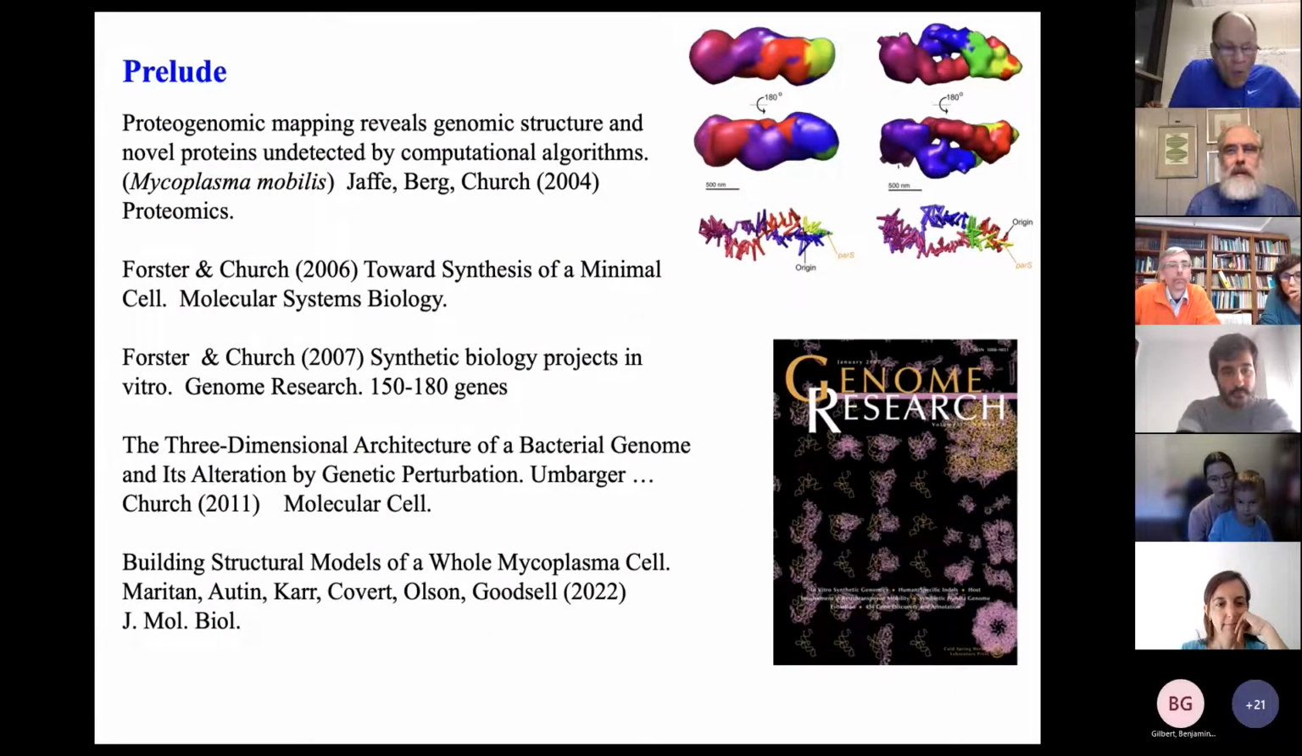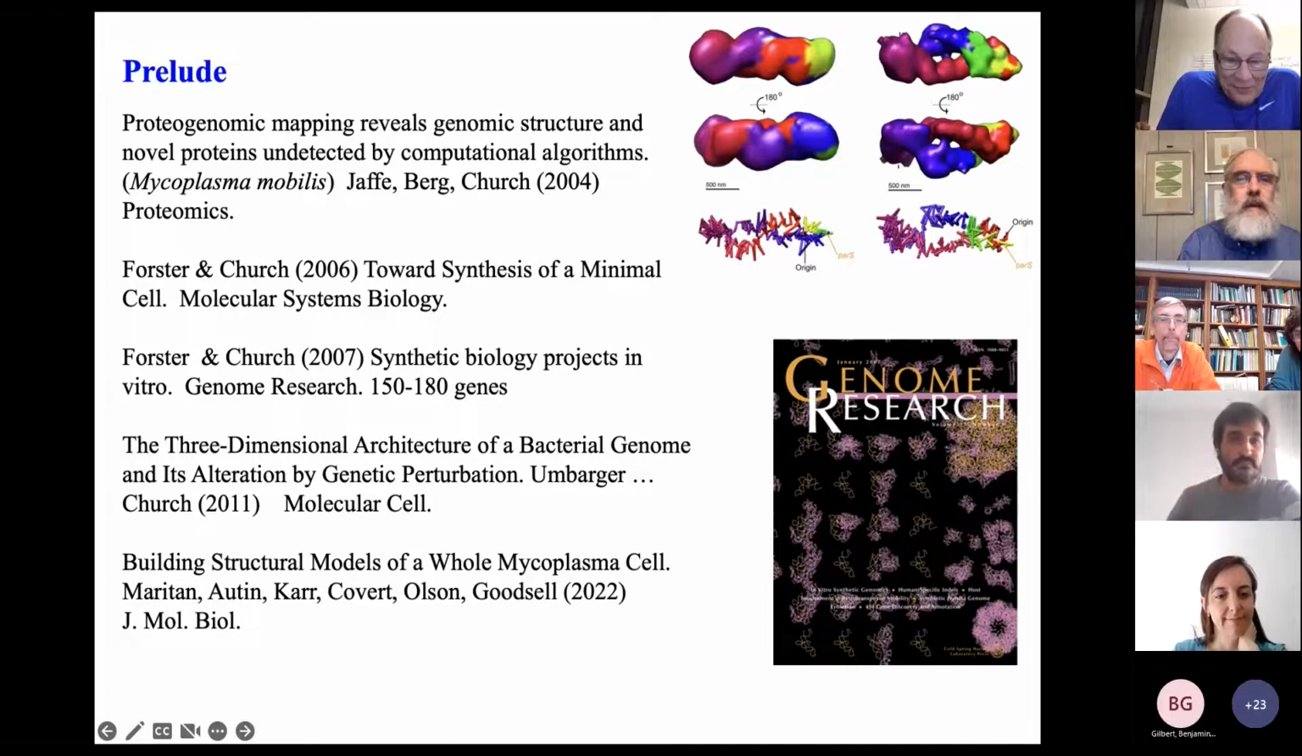I didn't put it on the slide, but I started on mycoplasma at the Channing Lab at Harvard in 1973 when I was just a starting undergraduate. And then we didn't really publish anything significant until 2004, where we did the first combined genomic and proteomic mass spec in the same paper, thanks to Jake Jaffe, the first author there.